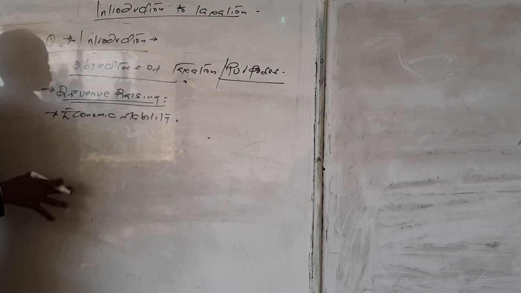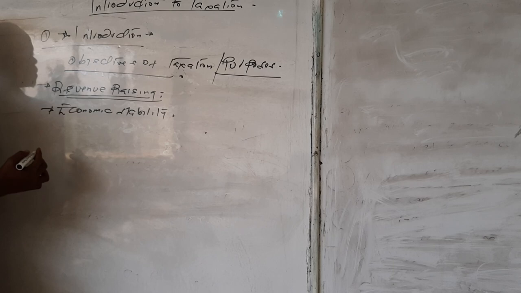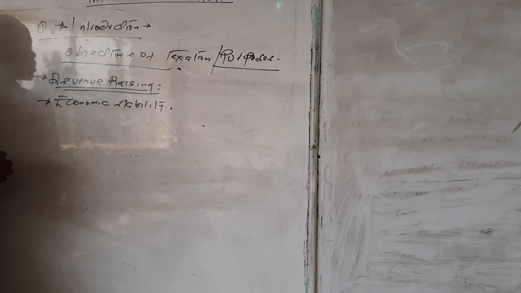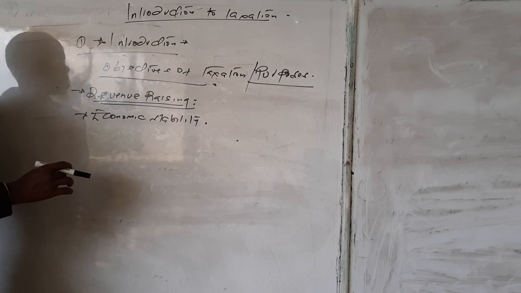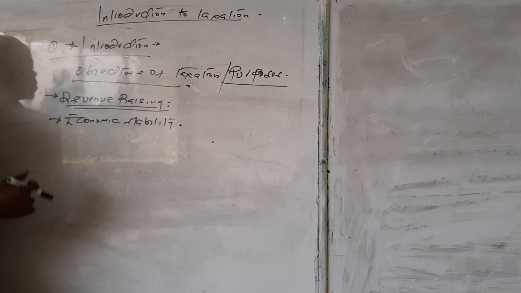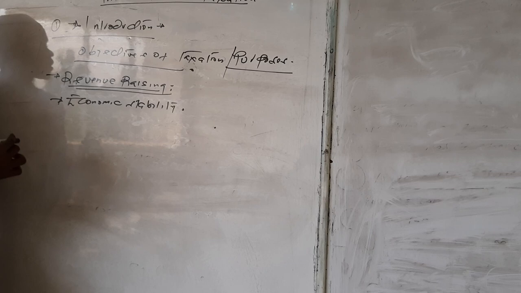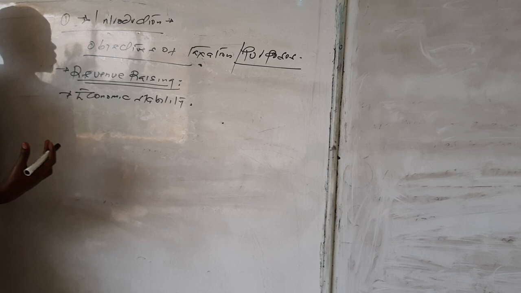So in theory, during inflation, the government imposes more taxes in order to discourage unnecessary expenditure by individuals. On the other hand, during deflation, taxes are reduced in order to encourage individuals to spend more money on goods and services. So the increase and decrease in taxes helps to check the big fluctuations in the prices of goods and services, and thus maintain economic stability.